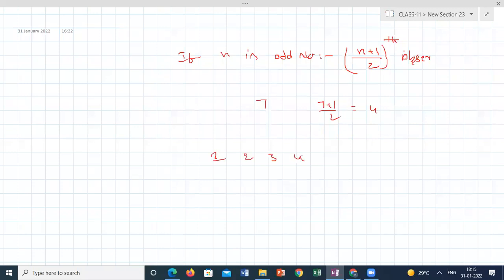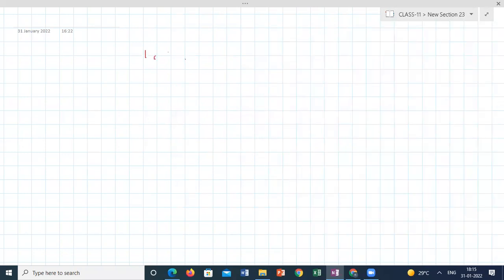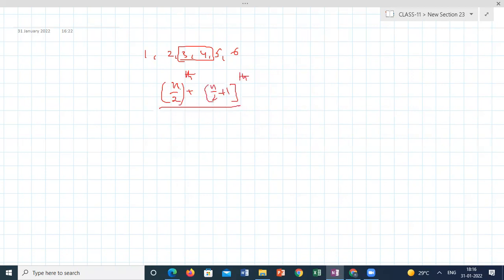Suppose I have 6 observations: 1, 2, 3, 4, 5, 6. Then 3 plus 4 by 2 is the answer. That is, the n by 2th observation plus the (n by 2 plus 1)th observation, divided by 2. So for n equal to 6, that is the 3rd and 4th observations. The third observation is 3, the fourth is 4, so the average of these two observations is the median.